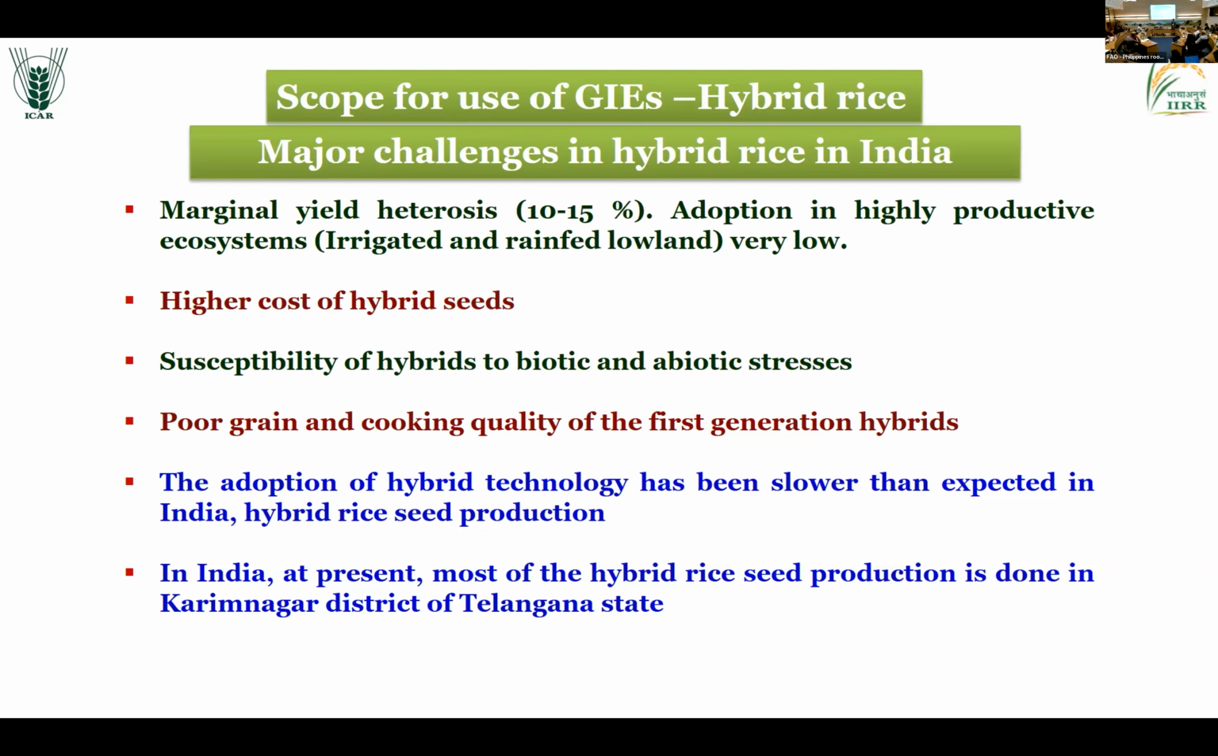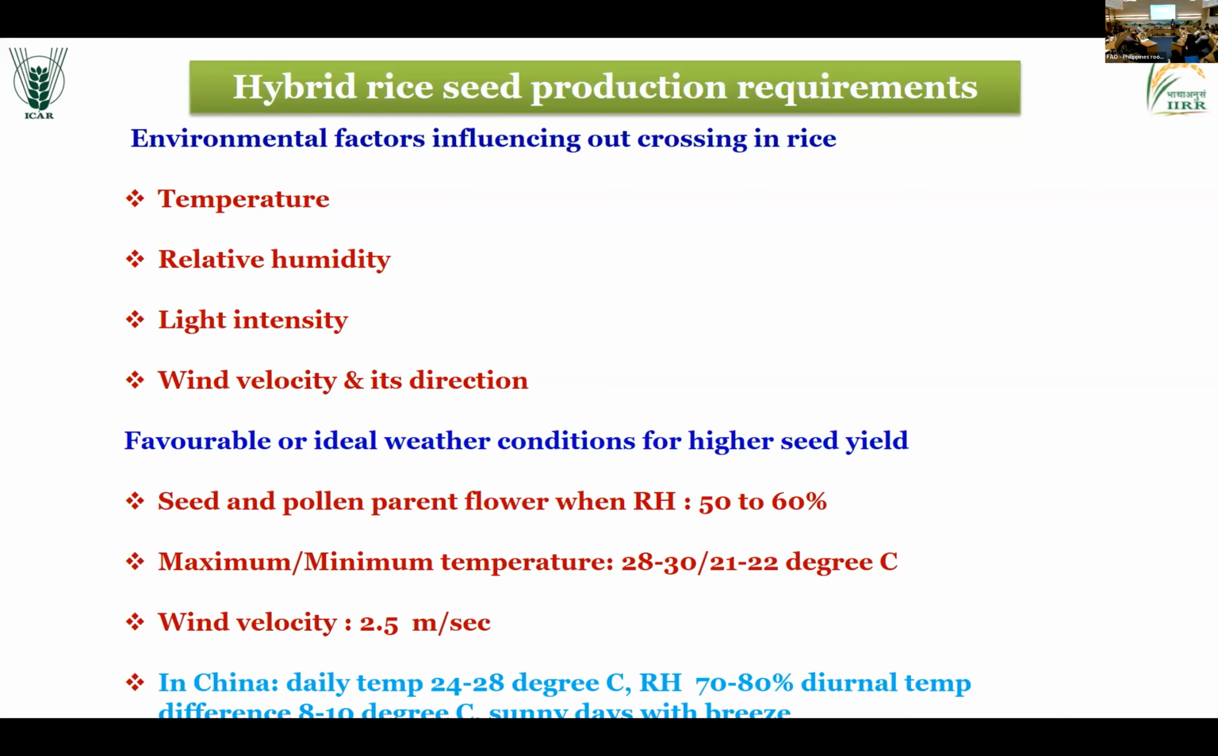This is maybe because we don't have a proper map of the locations where we can really do hybrid seed production. As of now, we don't have one. We also need to map some weather factors. The outcrossing rate depends on temperature, relative humidity, light intensity, and wind velocity. These are all factors we have to keep in consideration.